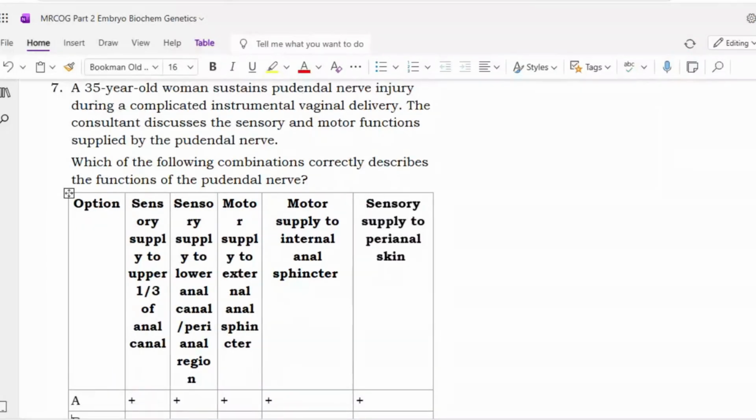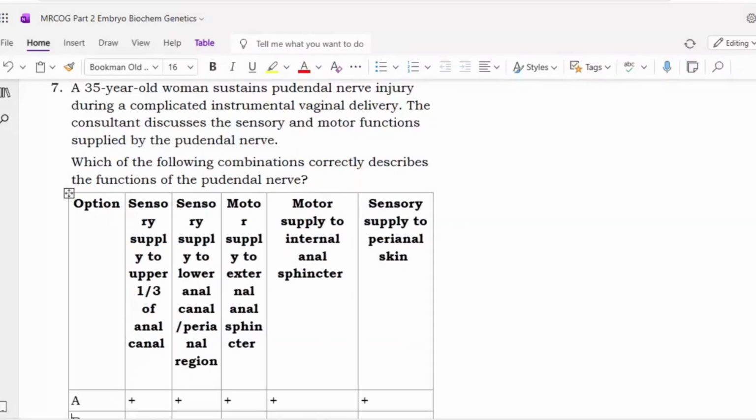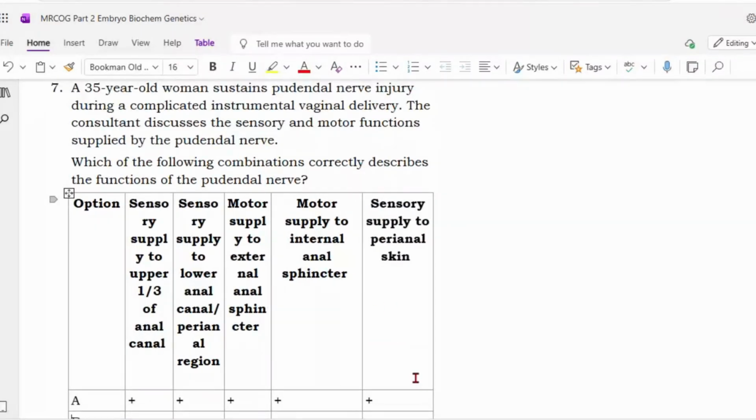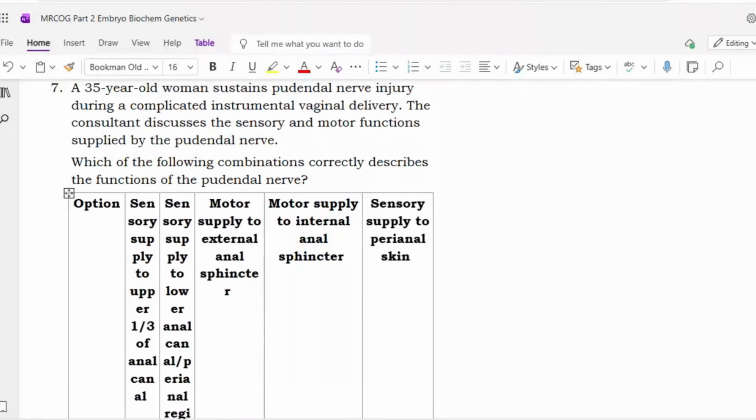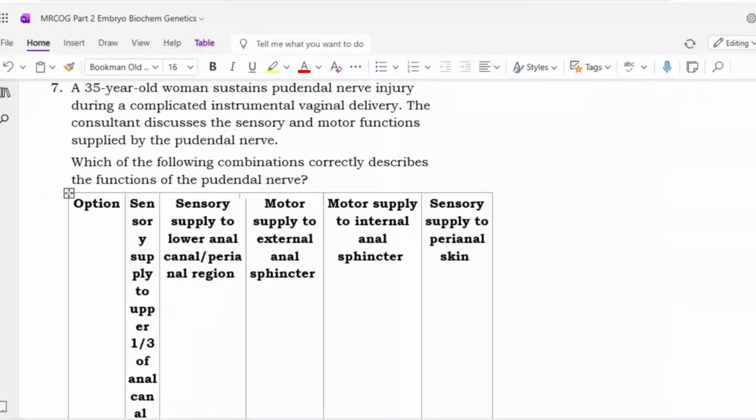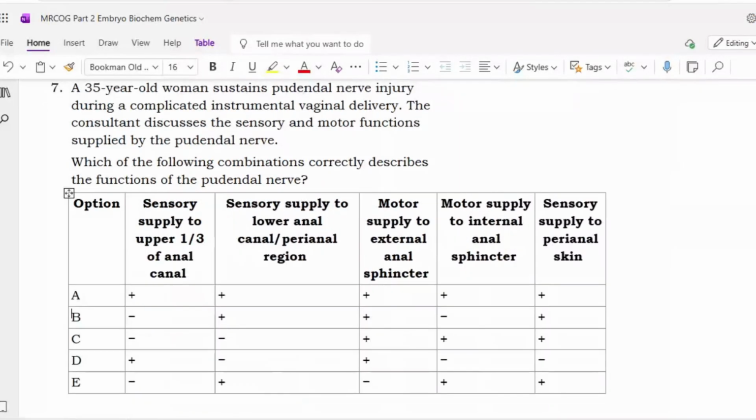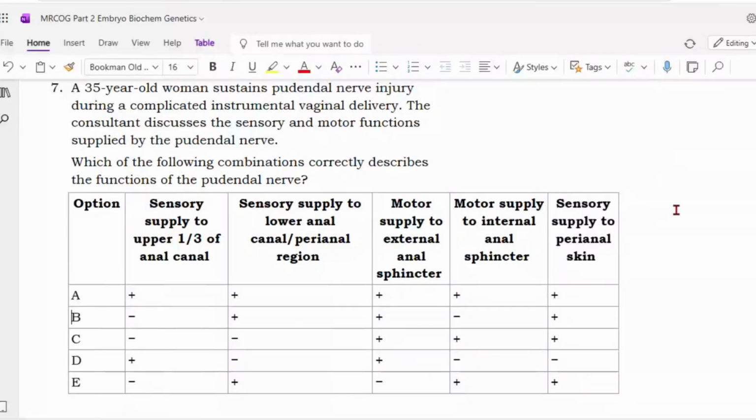A 35-year-old woman sustains pudendal nerve injury during a complicated instrumental vaginal delivery. The consultant discusses the sensory and motor function supplied by the pudendal nerve. Which of the following combinations correctly describes the function of the pudendal nerve? Option A: sensory supply to the upper one third of the anal canal. Then sensory supply to the lower anal canal, then motor supply to the external anal sphincter, then motor supply to the internal anal sphincter, and sensory supply to the perianal skin.